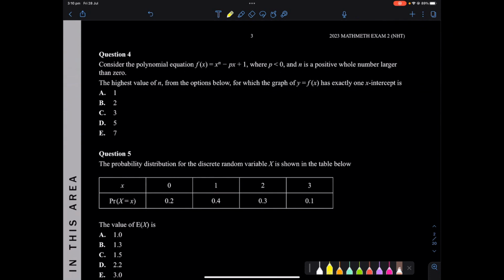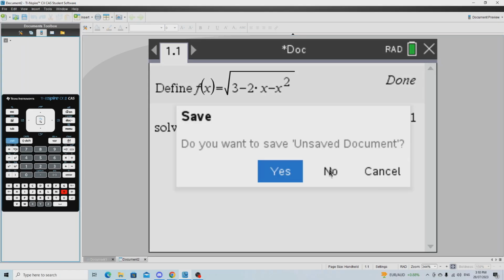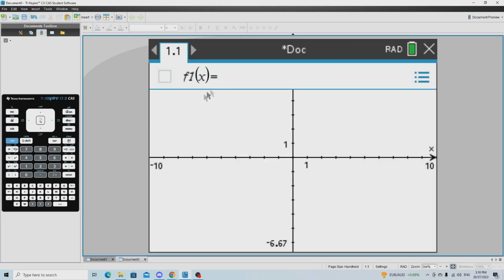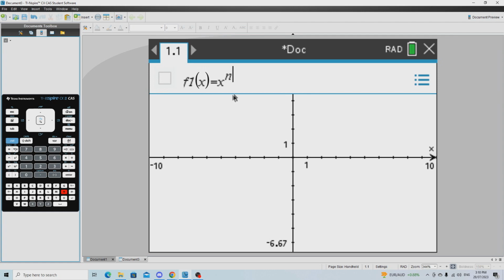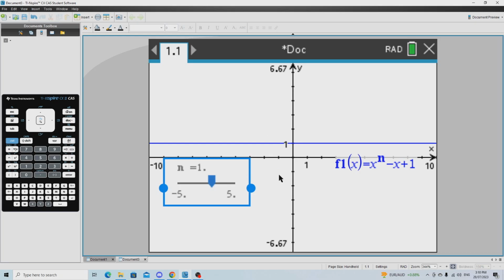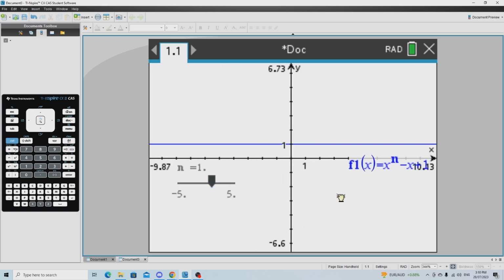Okay, question 4. Consider the polynomial with this equation, where p is less than 0 and n is a positive whole number larger than 0. The highest value of n from the options below, for which the graph of y equals f of x has exactly one x-intercept. So for this one, I'm going to press control N and go on my CAS. I'm going to go on graph, and because p is less than 0, let me just say p is -1. So x to the power of n, and p is -1, so we're going to say -x plus 1. And we can put a slider for n. When n is equal to 1, it is a straight linear line, we can see. So there is actually no x-intercept for that one.